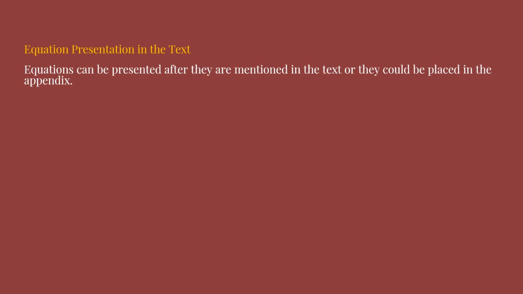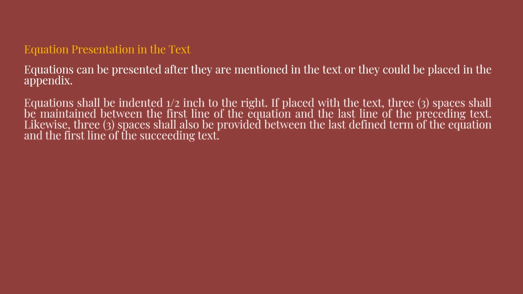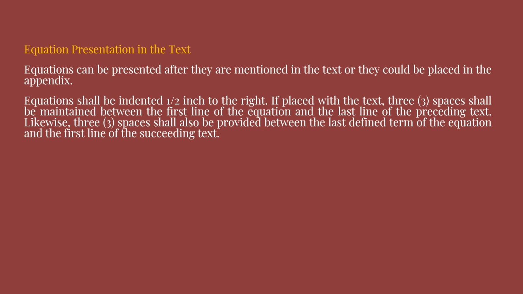For presenting an equation in the text, it can be presented after it is mentioned in the text. So once you mention equation x.x in your paragraph, then you have to put the equation right away. The equation shall be indented 1/2 inch to the right if placed within the text. 3 spaces shall be maintained between the first line of the equation and the last line of the preceding text.